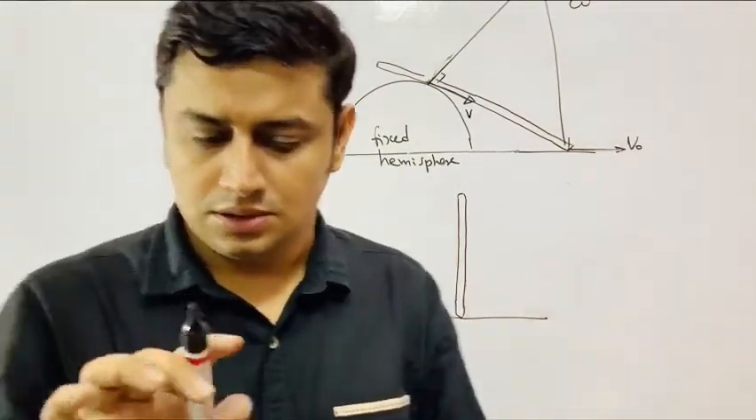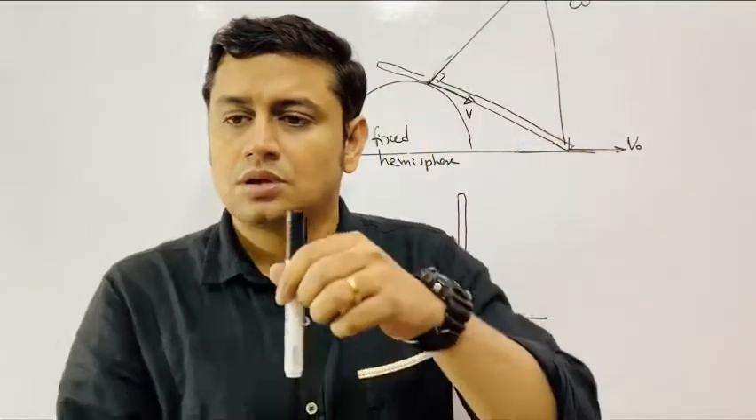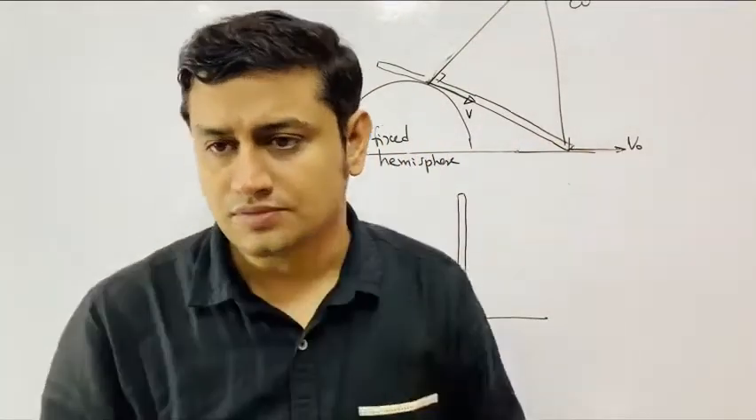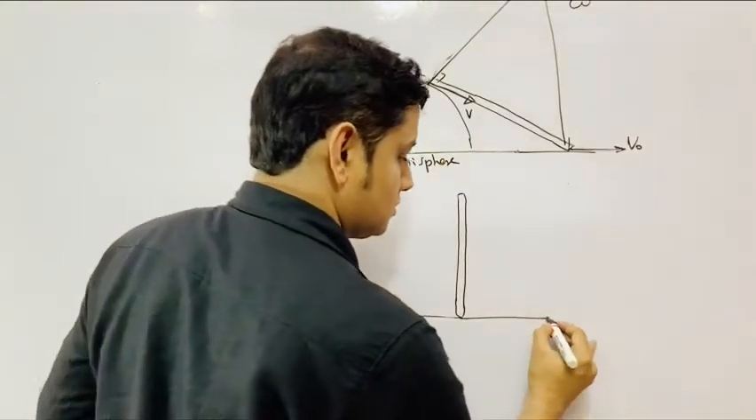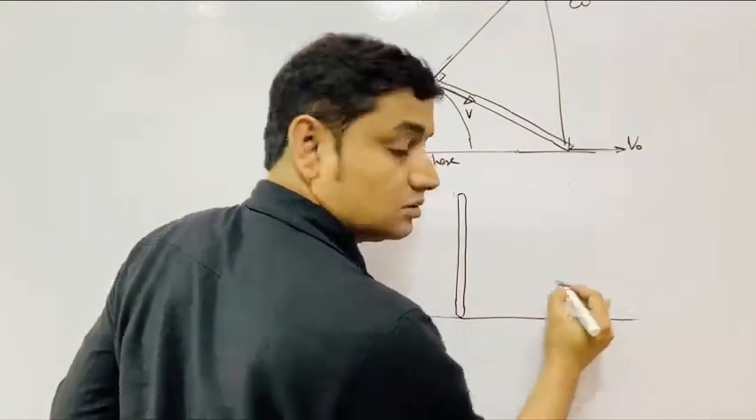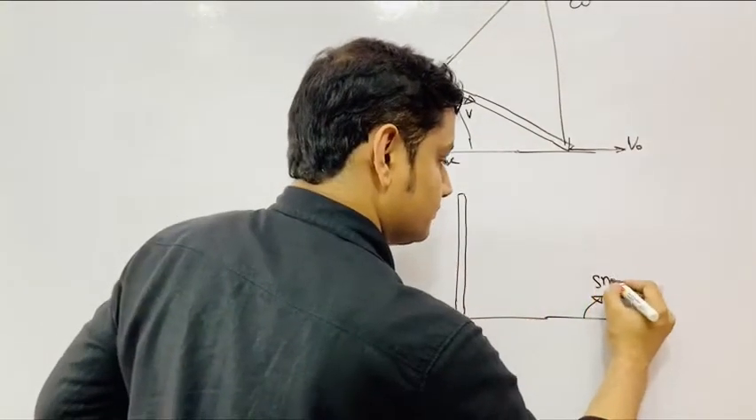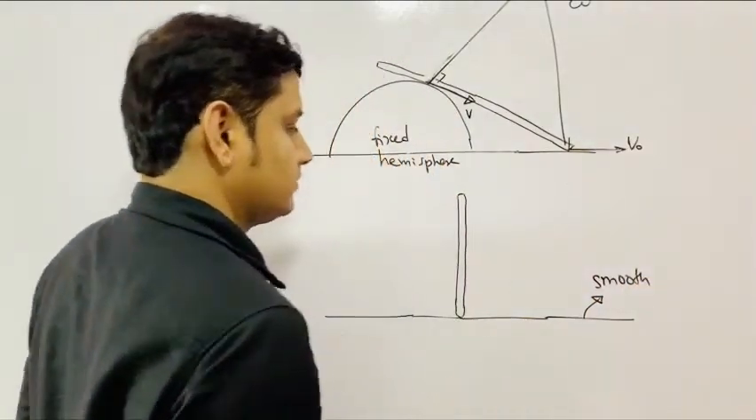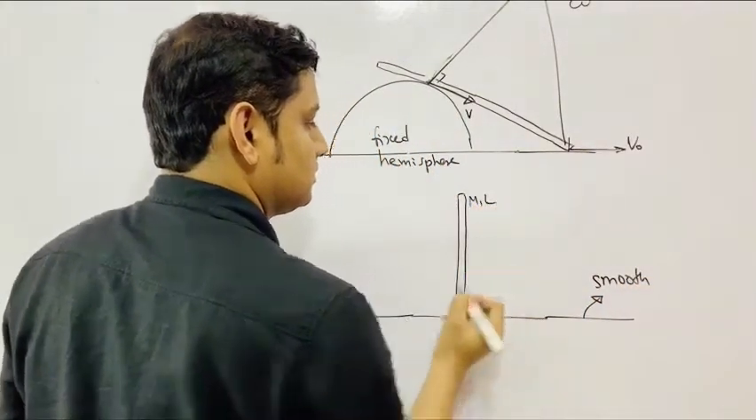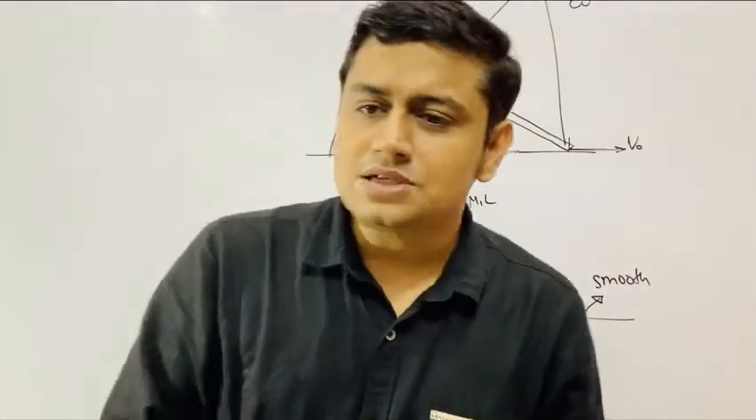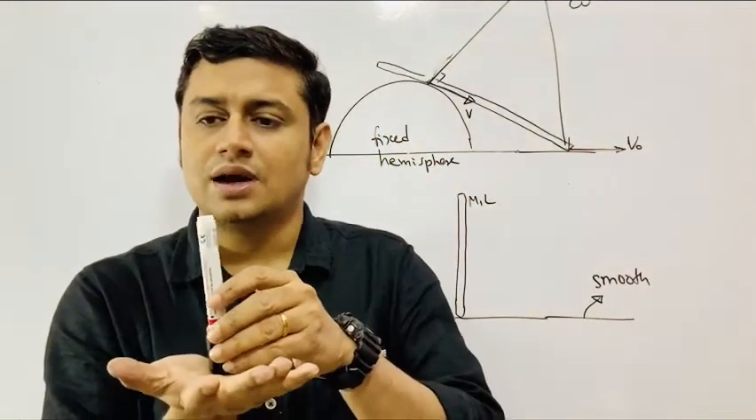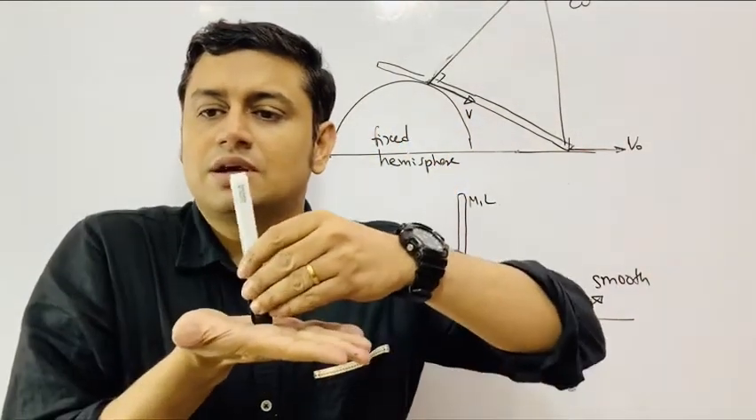This is a rod, and this rod is placed on a smooth surface, with mass and length L. Now what happens? You leave it, and once you leave it, it will begin to fall.